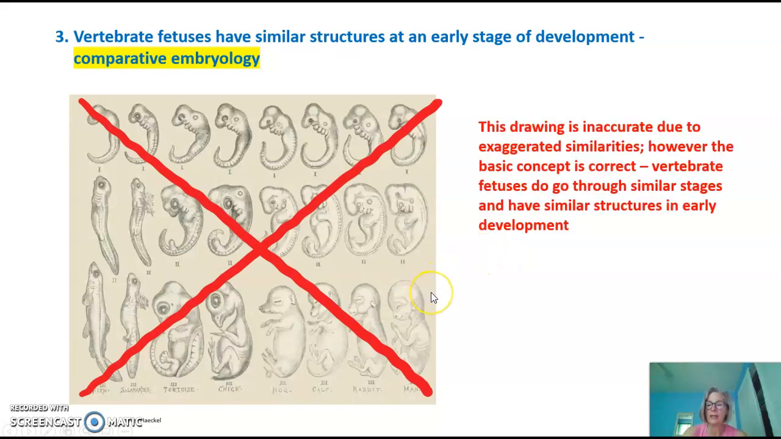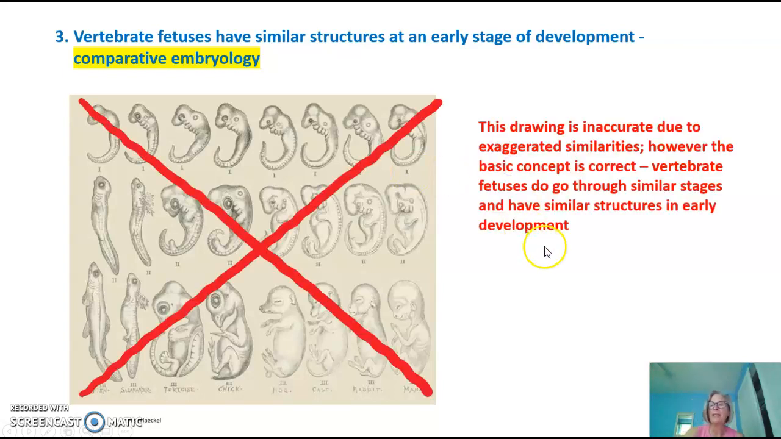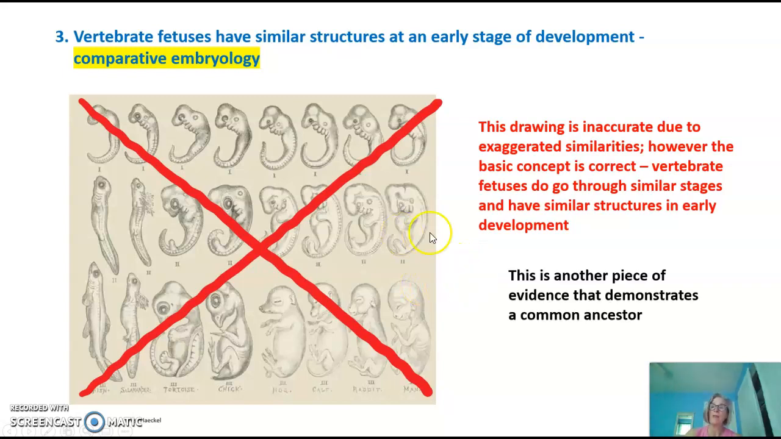It has exaggerated similarities. But if we go back and look at this, it does show some basic true concepts, and that is that at early stages of development, the embryo of a human and a fish have a lot of similarities. They aren't quite as similar as this drawing indicates because he drew these to make them look a lot more similar than they actually are, but the basic concept is correct. Vertebrate fetuses do go through similar stages and have similar structures in early development. This is another piece of evidence that demonstrates a common ancestor.